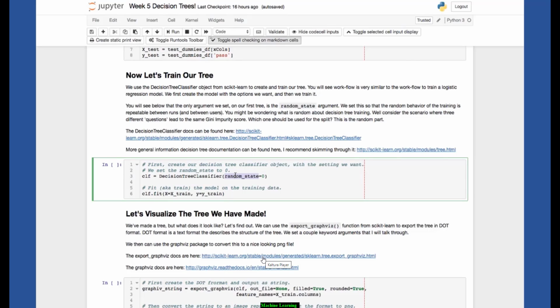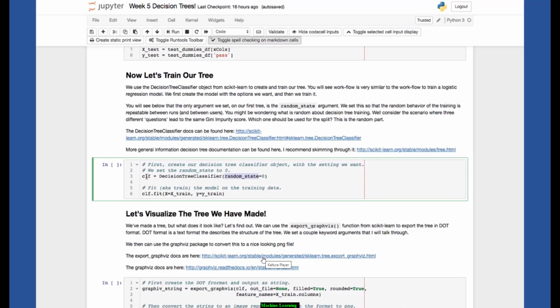So what is that random part of training? Well, consider when the training algorithm is learning on the training data and trying to find the best split using the Gini impurity. Well, what if multiple splits are tied for best, right? Which is very possible. So multiple splits actually tie for the best Gini impurity score. Which one do you choose? Well, that's the random part. So by setting this, we can ensure that you and I get the same results when we train the tree.